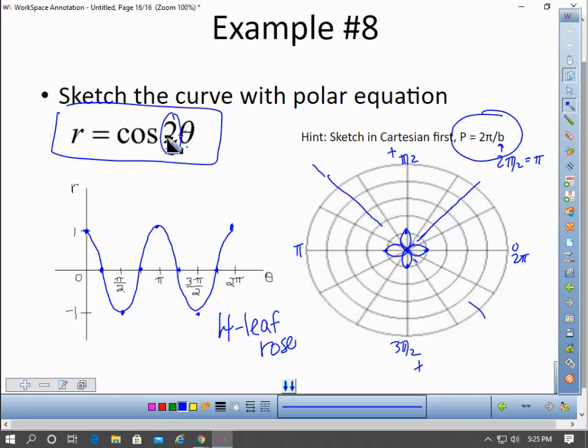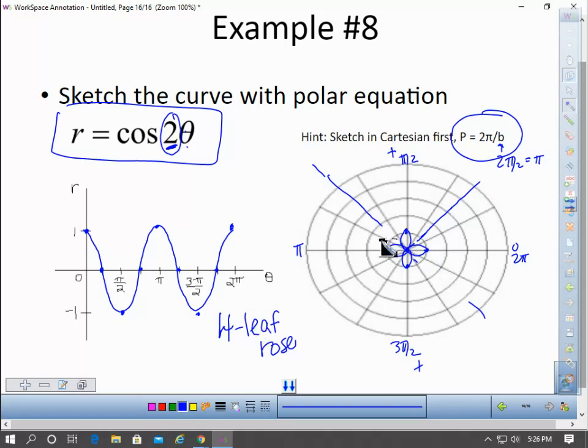Now, since this is an even number, that means my number of rose petals is going to be double. So that's why we have 4 petals. When this is an odd number, that's how many petals you have. So if this had been cosine of 3 theta, then I would only have 3 petals. But when it's an even number, you have double the number of petals. So if this was cosine 4 theta, there would be 8 petals. It would be an 8-petaled rose. All right, but you're going to go through that discovery handout and you're going to notice that.